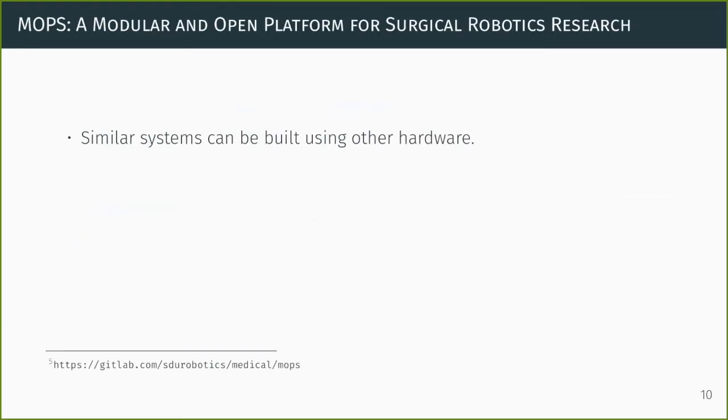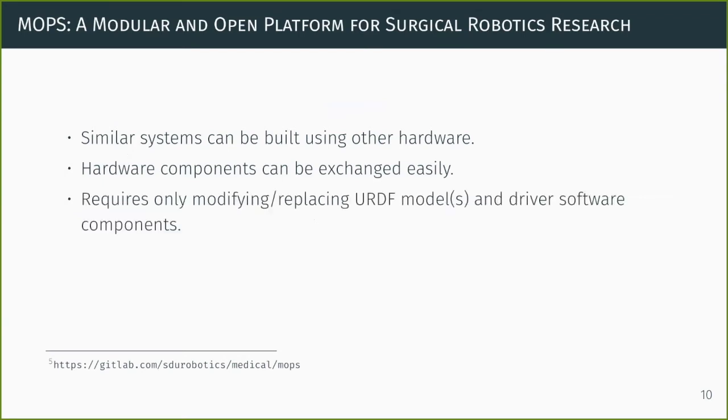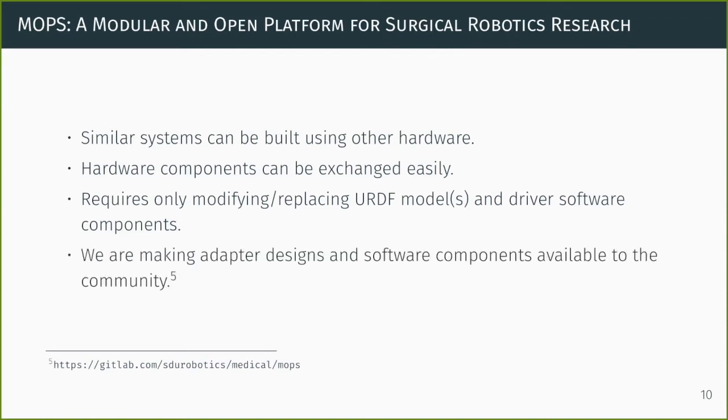So just to emphasize some of the benefits of such a system, similar systems can be built from different hardware using what's available in a given lab. Hardware components can be exchanged relatively easily. It requires only modifying the robot model and driver software for those components that you change. Again, we are making this available to the community. We put the source code and design files in the repositories in the link below.